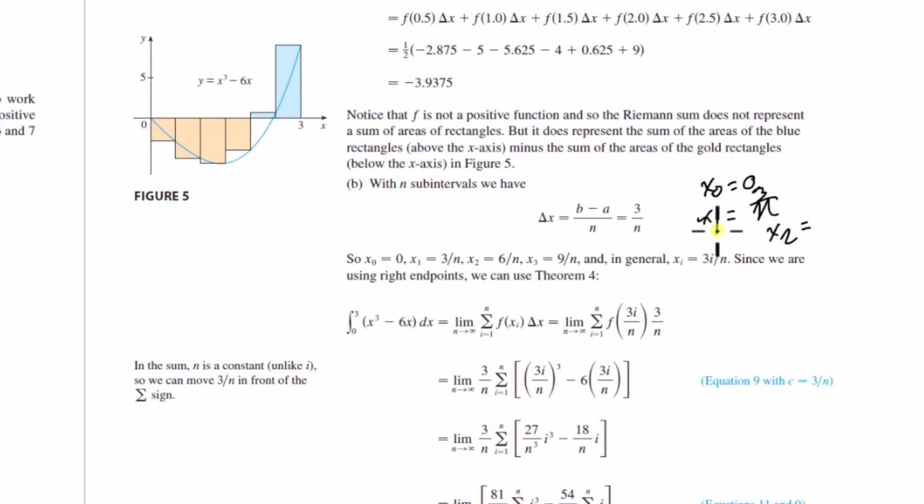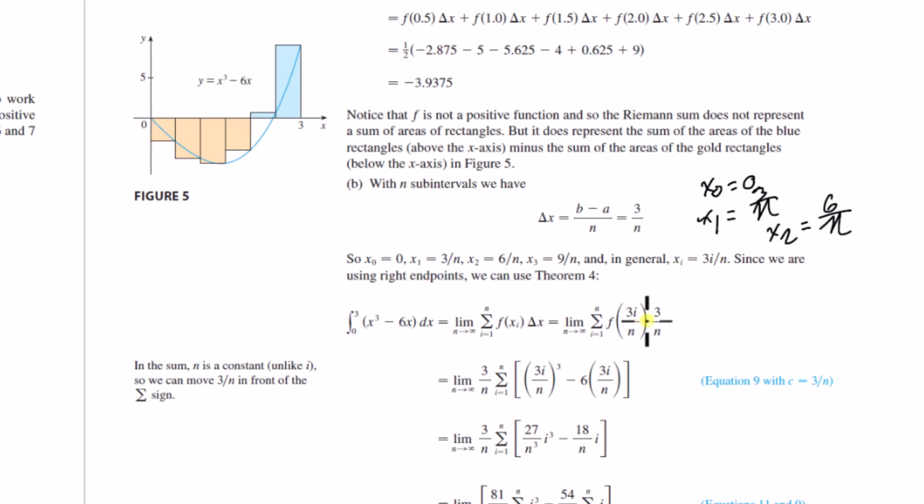x2 is a plus 2 delta x, so 6 over n. We're evaluating the function at x1, x2 at the right endpoints for each subinterval. So that's how you get the formula for xi. Because you're saying, okay, it's the sum from i equals 1 to n, where i is the subinterval. You're going to be plugging in f of xi times delta x. And that's what they do here.